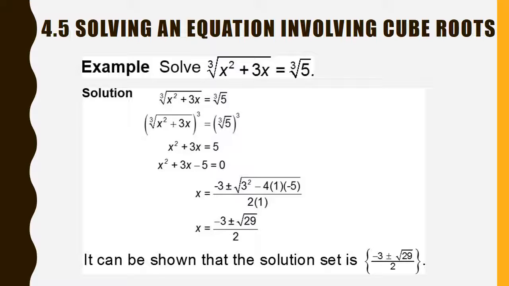And as you see here, we again follow the same procedure. This is a cube root, so we're going to raise both sides to the third power. That gives us x squared plus 3x equals 5. We set that equal to 0 and discover that we can't factor that, so we resort to the quadratic formula. When we do that, we get -3 plus or minus the square root of 29 over 2. And you could check that in the problem and show that both of those work.